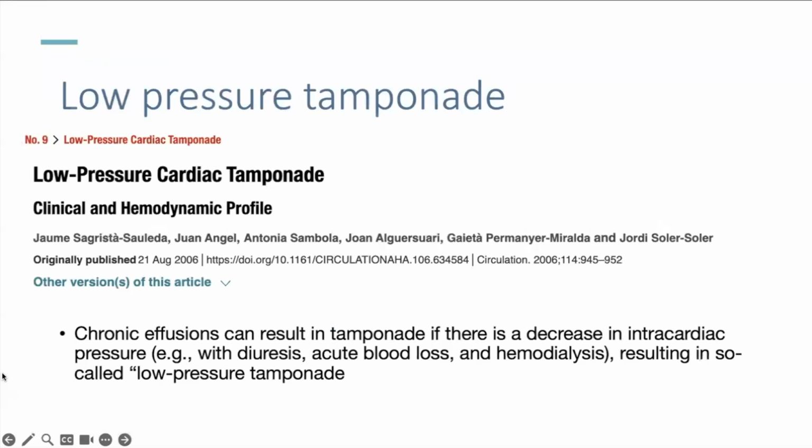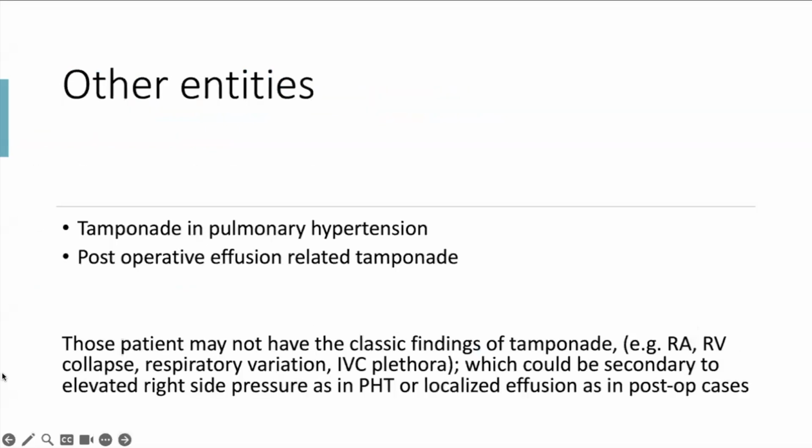This is another entity that I wanted to talk about. I'm not going to talk about it in detail. I left you the article here so you can go over it if you want. But in general, low pressure tamponade tends to happen in patients who have chronic pericardial effusion, who, if they have any reason for decreased intracardiac pressure, go into tamponade. So if they are over-diuresed, if they have acute blood loss, or if they undergo dialysis, they can go into tamponade because they have higher pressures on the outside in the pericardium.